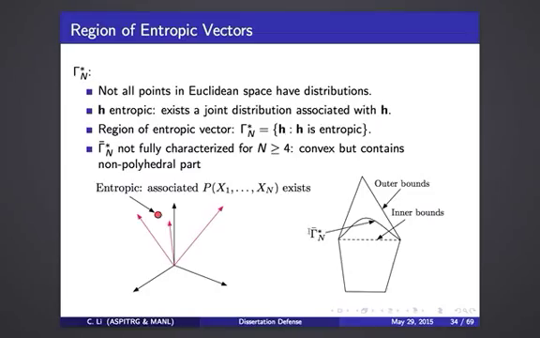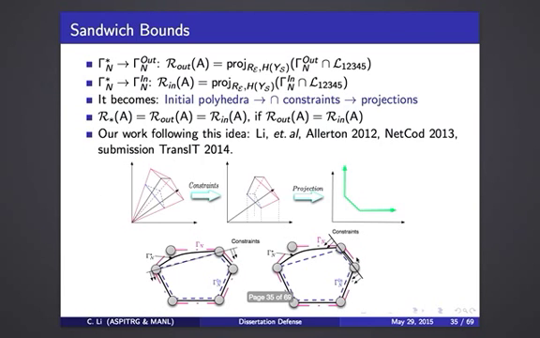is to replace it with its polyhedral outer and inner bounds to get an outer and inner bound on the rate region. So if the outer and inner bounds match, we obtain the exact region. In that case, the calculation becomes a general polyhedral computation problem. So we have an initial polyhedra, we add some constraints, and then do the projection.